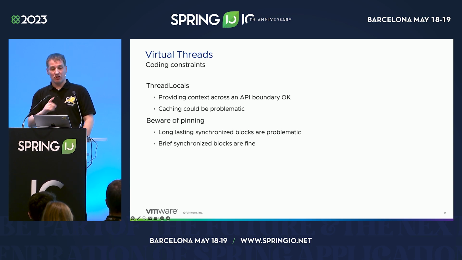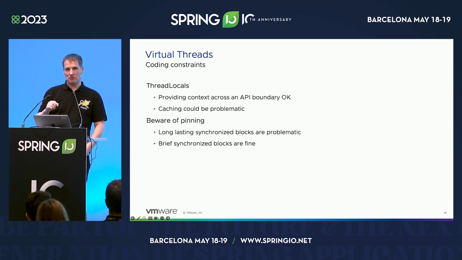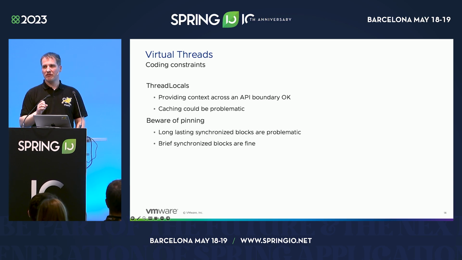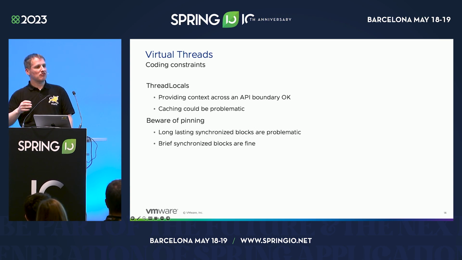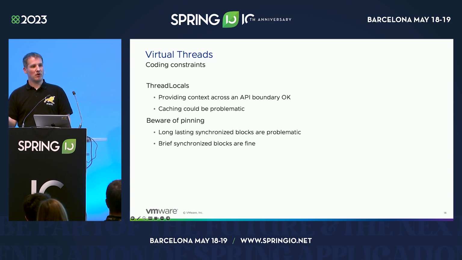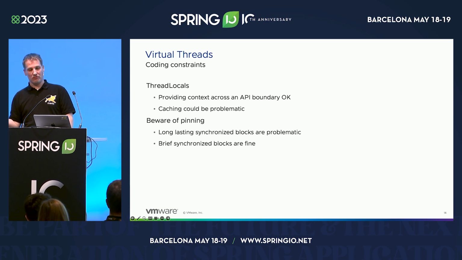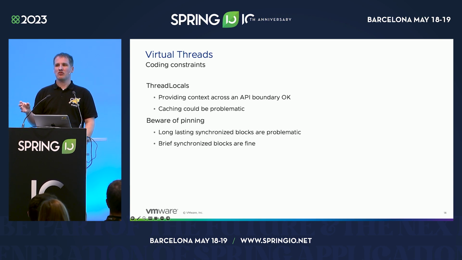There are a couple of gotchas. Some of these are probably more relevant to Tomcat, but they might ring a few bells for you as well. Thread locals are an interesting one. Because a virtual thread is used for a task and then thrown away, if you're putting something in a thread local, that's going to get thrown away as well, or at least that thread's copy of it gets thrown away. So it then depends very much, what are you using that thread local for?